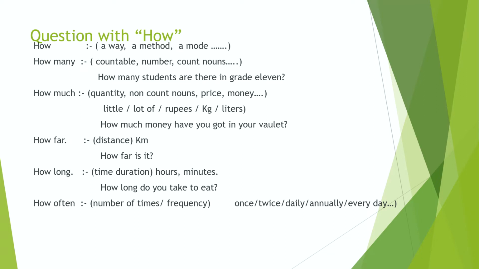How many students are there in a class? If there are parallel classes, you can tell how many in A, B, C. If there are D, it's okay. So the number of students in one class. Next one, how much? That means a quantity. Non-count nouns. A price, money.